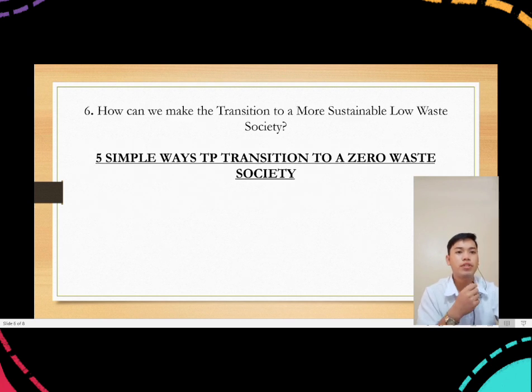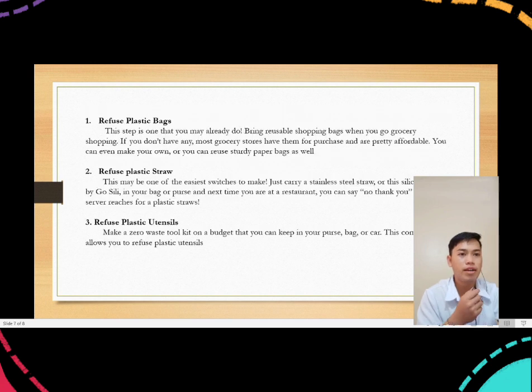So for number 6, how can we make the transition to a more sustainable, low waste society? There are 5 simple ways to transition to a zero waste society. First is refuse plastic bags. This step is one that you may already do. Bring reusable shopping bags when you go grocery shopping. And if you don't have any, most grocery stores sell pretty affordable reusable bags.